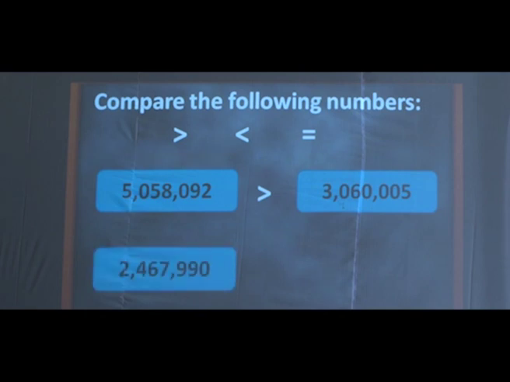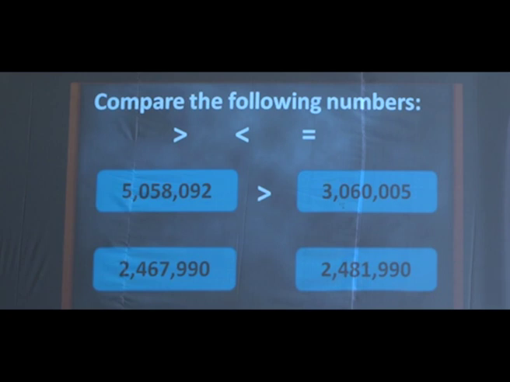Now let us look at the second set of numbers. The first one is 2,467,990. The second number is 2,481,990. Which one is greater? Let's compare. We have 2 and 2 as the first digit, right? They are equal. What do we do? Move to the right. Here we have 400,000, but here also we have 400,000. They are equal as well.